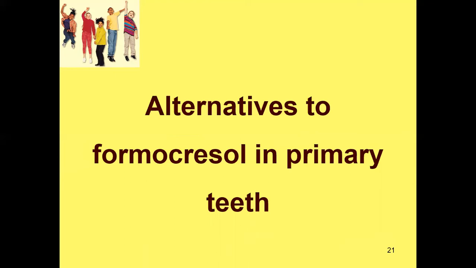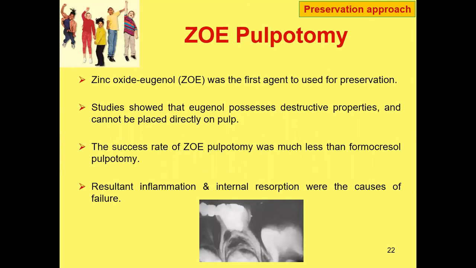So when somebody says that there is some toxic or carcinogenic effect, you have to think of an alternative to formocresol in primary teeth. When it comes to alternatives for formocresol, the first thing is zinc oxide eugenol pulpotomy. Zinc oxide eugenol was the first agent used for preservation, so it comes under the preservation type of pulpotomy.